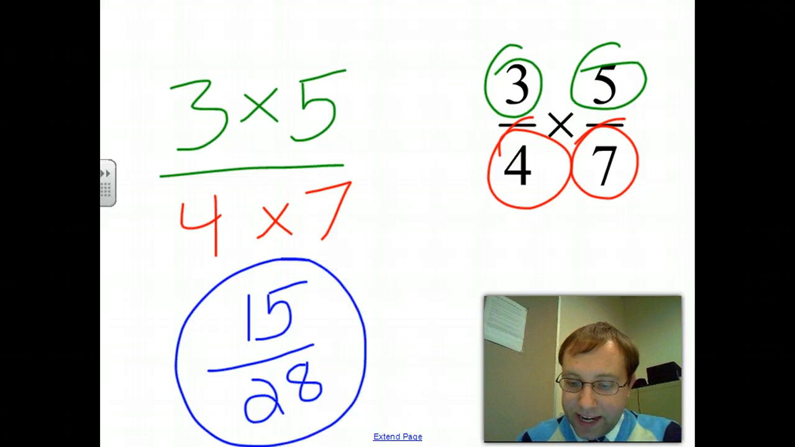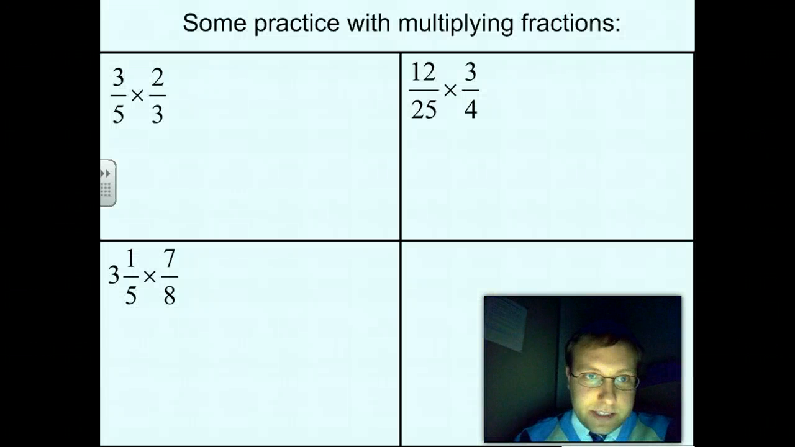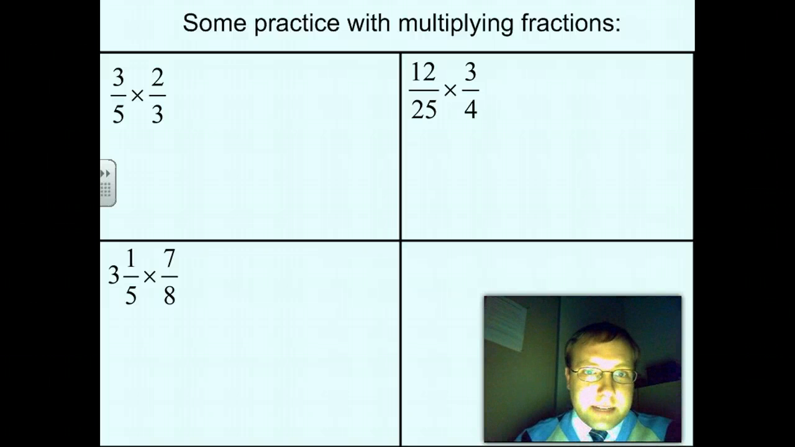So go ahead and take that rule and see if you can apply it effectively to these examples that we see here: 3/5 times 2/3, 12/25 times 3/4, and 3 1/5 times 5/7.